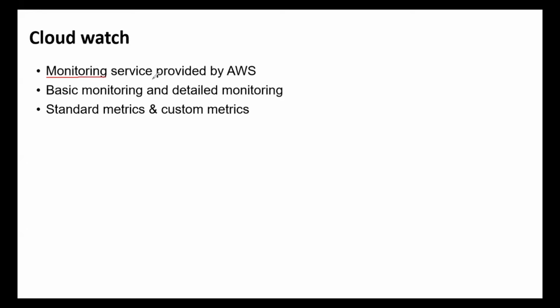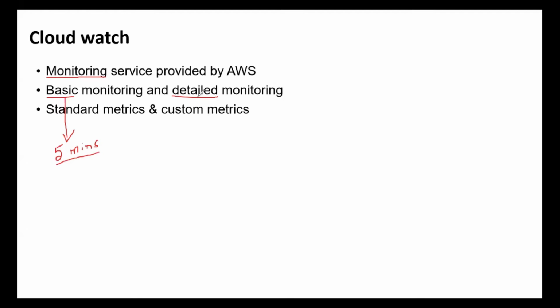There are two types of monitoring that CloudWatch provides: basic monitoring and detailed monitoring. What is the difference between them? Basic monitoring is available by default, and CloudWatch polls the metrics every 5 minutes. It can be any metric. If you take an EC2 instance, it can be CPU utilization, memory utilization, etc. As part of basic monitoring, any metric that needs to be monitored will be polled every 5 minutes.